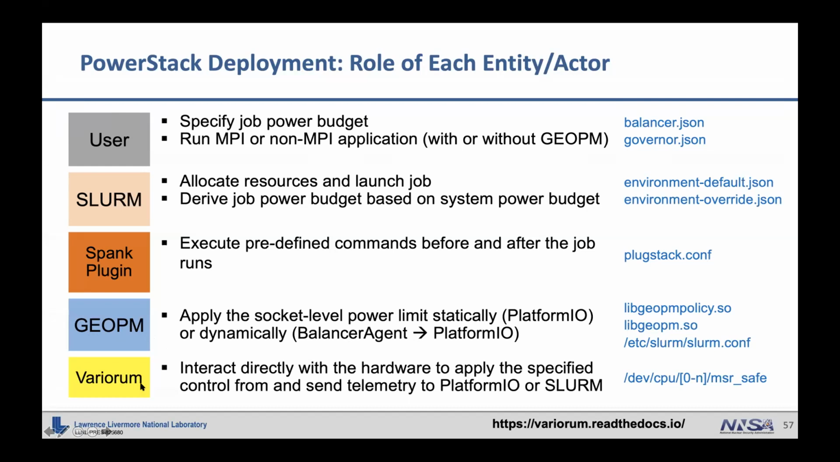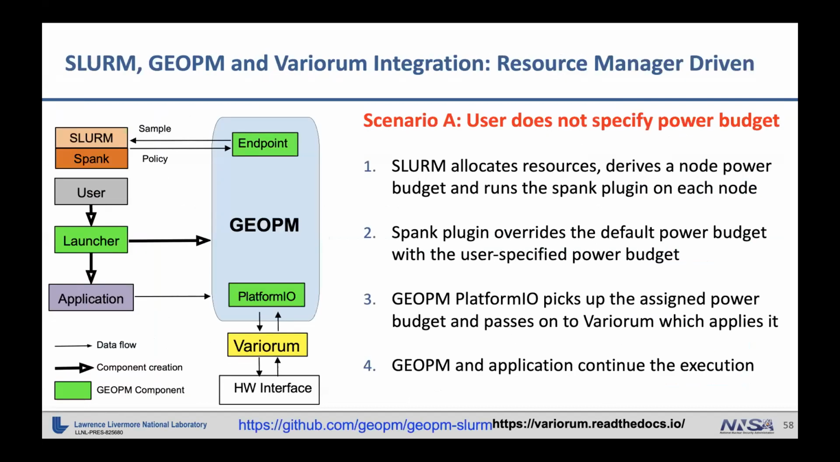So with these actors in place, now I'm just going to give a high level overview of how we have stood up a prototype of a PowerStack integrating Slurm, GOPM, and Variorum. On the left hand side, we have a scenario where the user does not specify a power budget. So the user launches an application. It may or may not be an MPI application. In this case, Slurm allocates resources, derives a power budget, and runs the Spank plugin on each node. The default power budget is used, which is derived from the system level or cluster level power budget. That gets assigned at the start of the job using GOPM's static power assignment method.